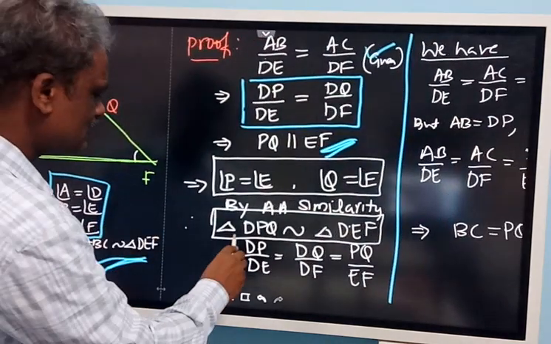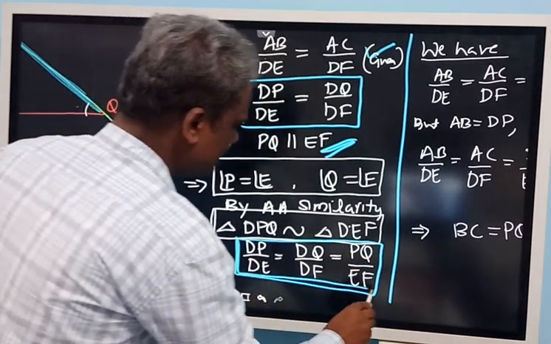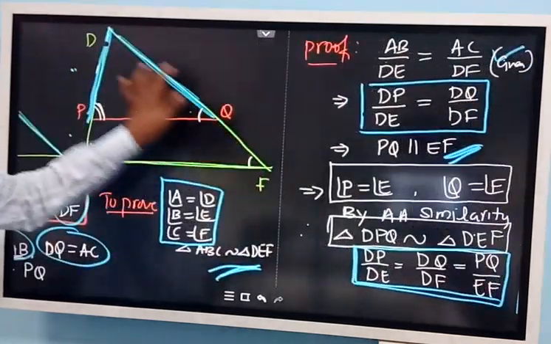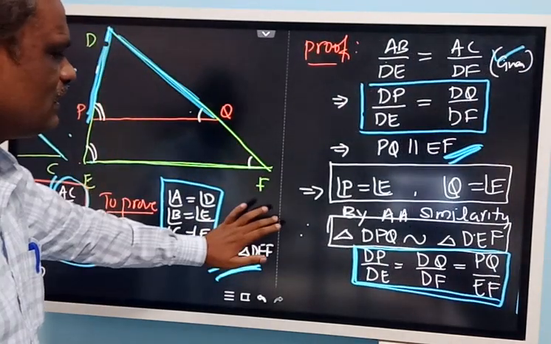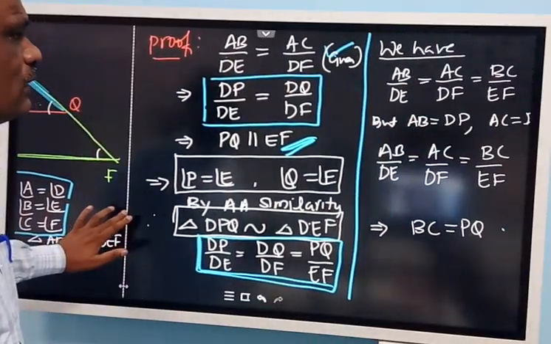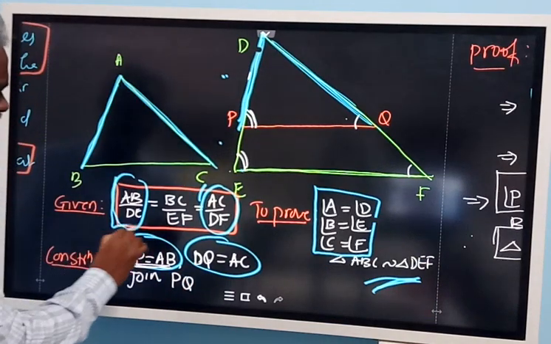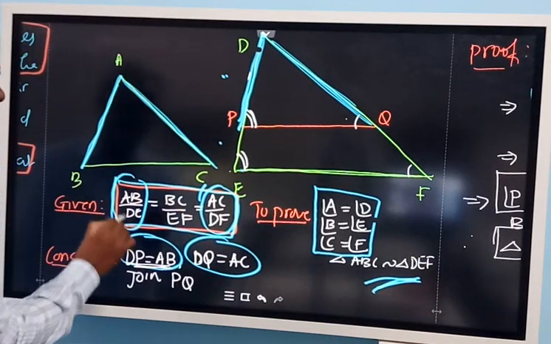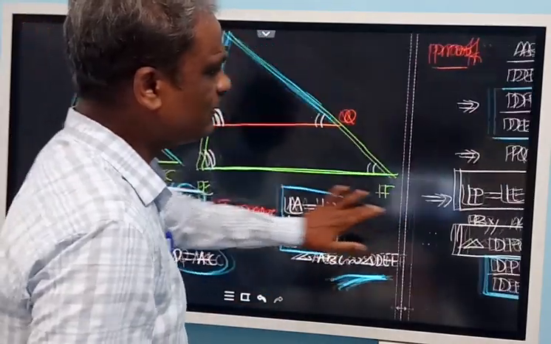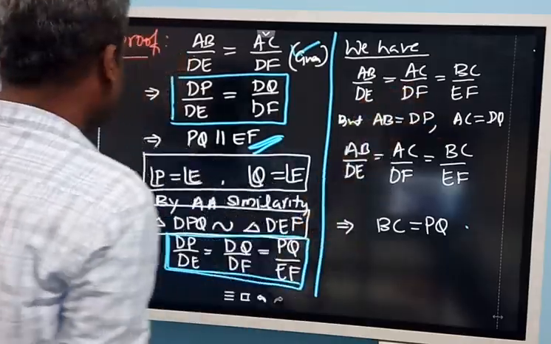Then this is an important equation I got. Since this small triangle and big triangle are similar, the sides are in the same ratio. Now, in the data what we are having, look at this. What is it that we are having? AB by DE, BC by EF, AC by DF. I will write this again: AB by DE, BC by EF, AC by DF.